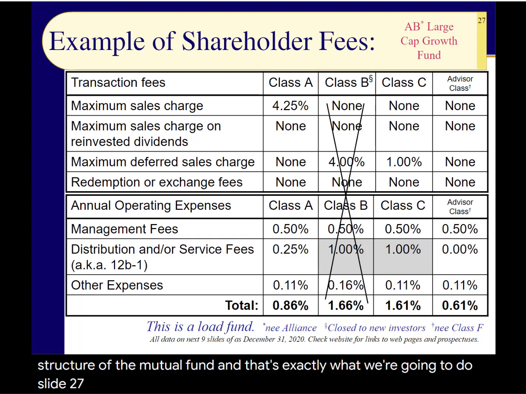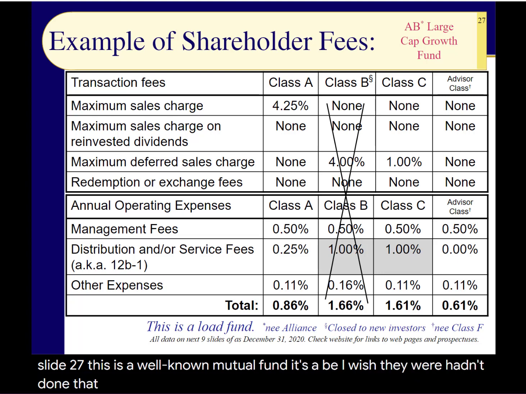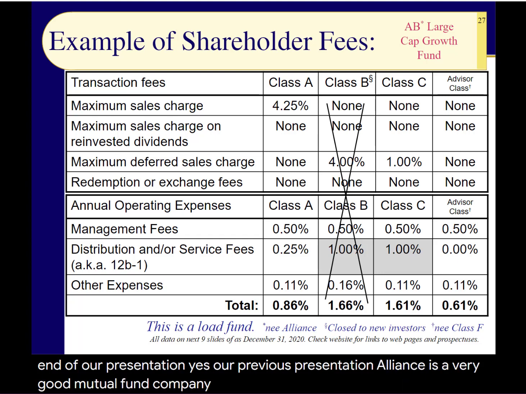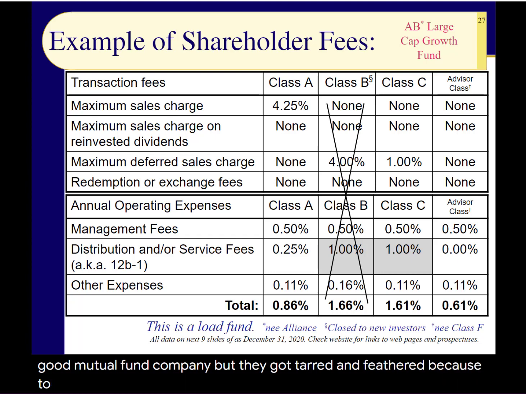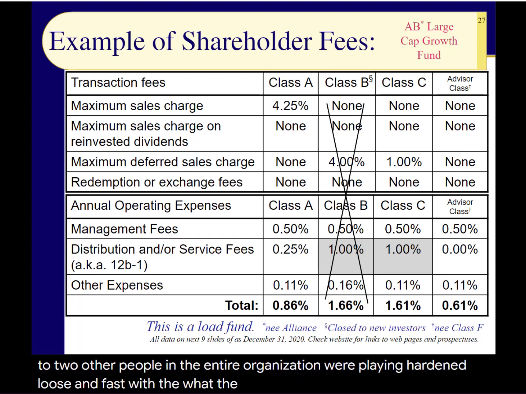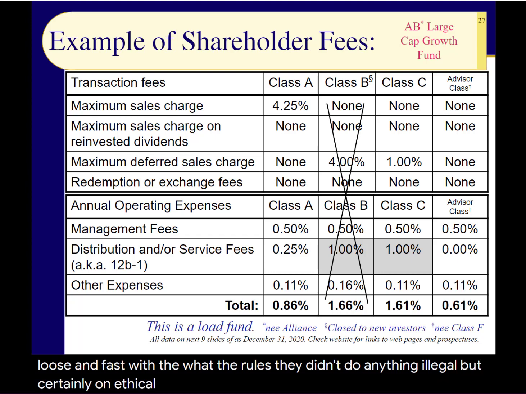Slide 27. This is a well-known mutual fund. It's AB. I wish they hadn't done that. Remember we talked a little bit about Alliance at the very end of our previous presentation? Alliance is a very good mutual fund company, but they got tarred and feathered because two other people in the entire organization were playing fast and loose with the rules. They didn't do anything illegal, but certainly unethical. And they got tarred and feathered and almost disappeared.